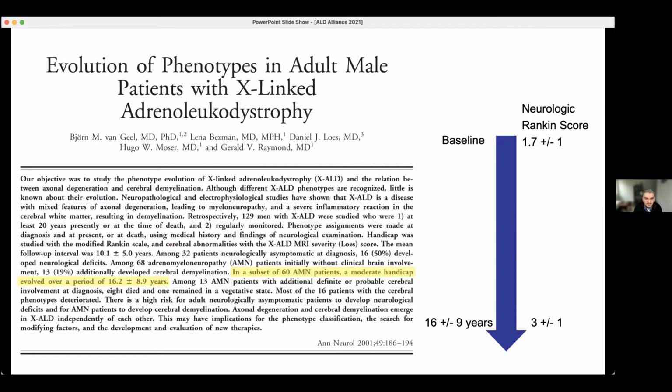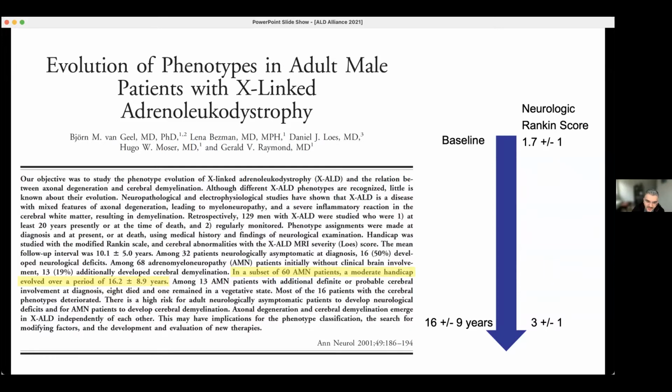And this is a publication from when Dr. Van Geel from the Netherlands came to visit Jay Raymond and Hugo Moser and looked at the AMN cohort at Kennedy Krieger back then. They looked at 60 AMN patients that they called pure AMN, and over a period of 16 years, they developed a moderate handicap. When you look at this actual data, they used the neurological score, and you see that this score from baseline to 16 years plus or minus 9 years, at the minimum, somewhere around 7 years after baseline, had only progressed by 1 point.